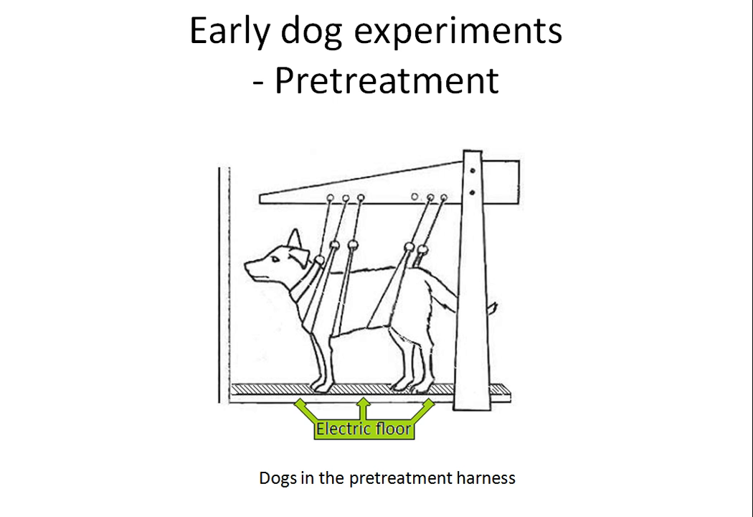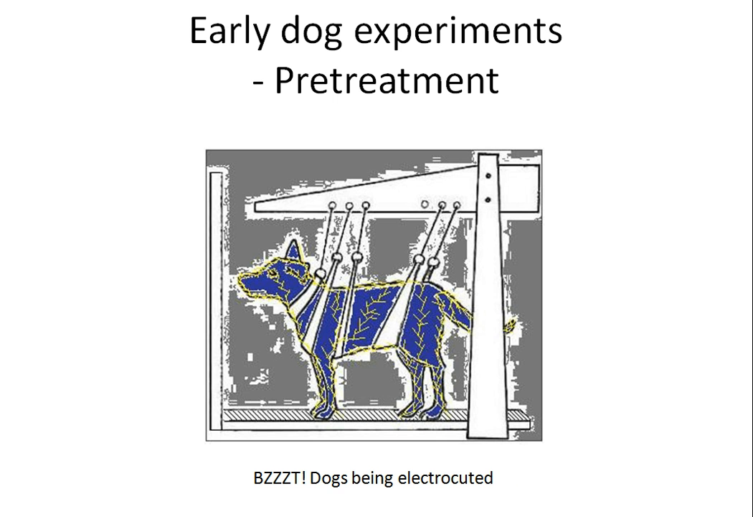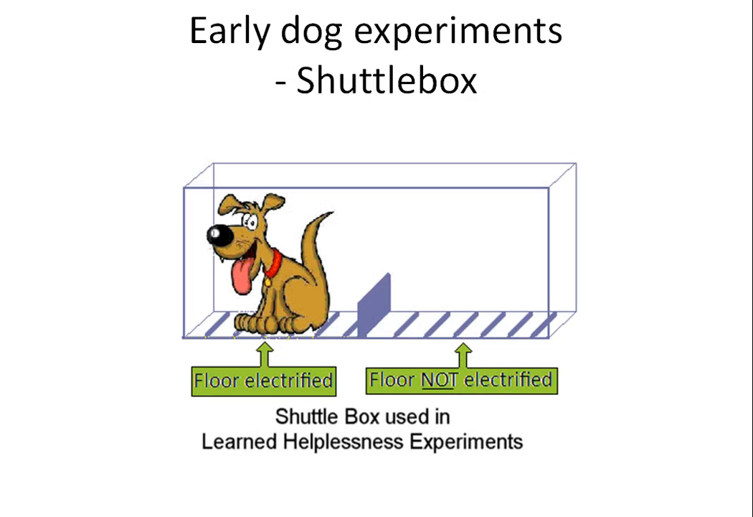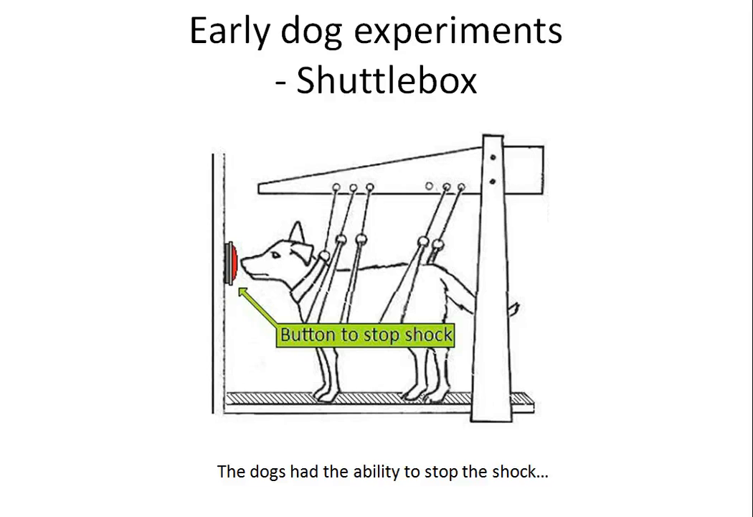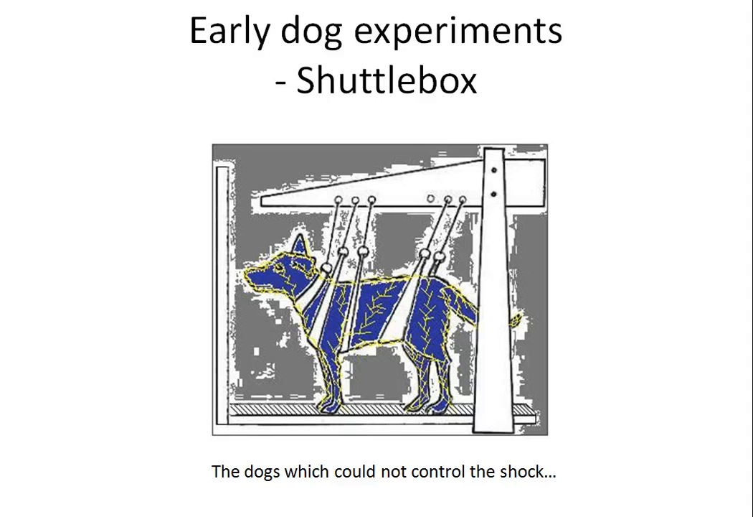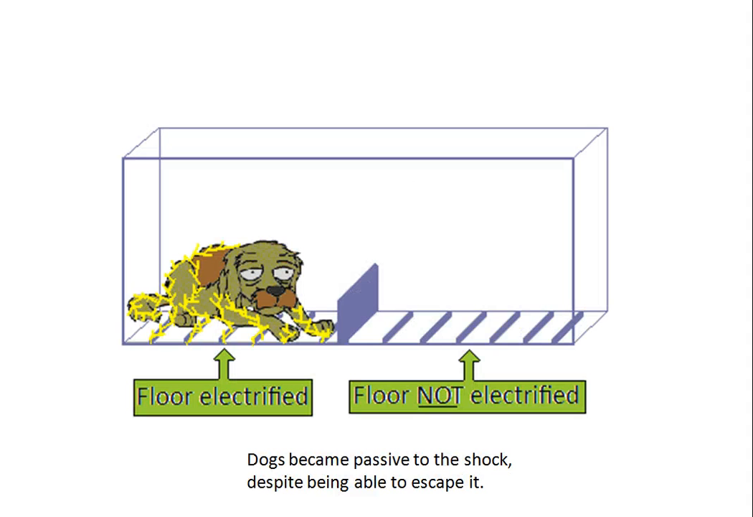In an experiment by Maier and Seligman, harnessed dogs were pre-treated with electric shock. Some dogs could stop the shock, and some could not. It was later found that when presented with a situation in which they could escape the electric shock, dogs who were originally pre-treated with controllable shock would escape, whereas dogs pre-treated with inescapable shock failed to escape even though they could control the outcome. In effect, these dogs had learned to become helpless.